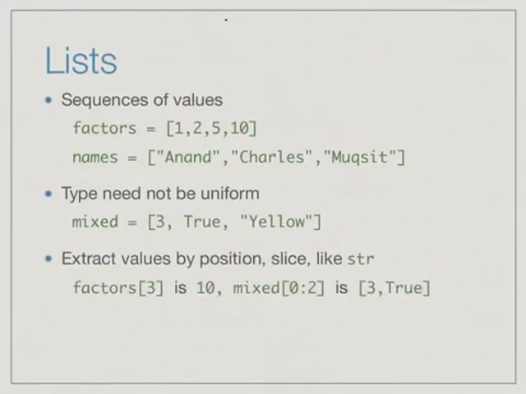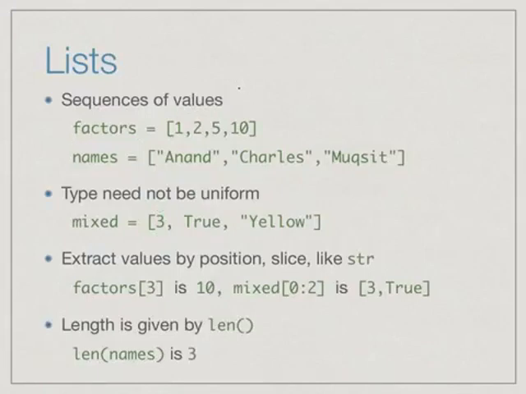A list is a sequence in the same way as a string is, and so it has positions 0 to n minus 1, where n is the length of the list. So we can now extract values at a given position, or we can extract slices. So in this example, if we take the list factors and we look at the third position, remember that the positions are labeled 0, 1, 2, 3, then factors of 3 is 10. Similarly, if we take the list mixed and we take the slice from 0 to 2 minus 1, then we get the sublist consisting of 3 and 2.